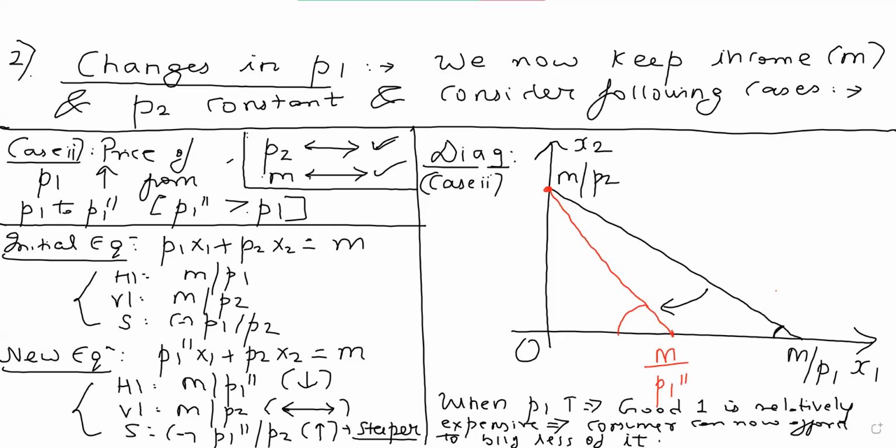So again, students should be convinced mathematically also and logically also. Since good one has now become more expensive, keeping price of good two and income constant, you can now afford to buy less of it. And at the same time, mathematically also, for the same vertical intercept, horizontal intercept has gone down. Slope has gone up. The line has become steeper. Okay, so hoping students have understood this.